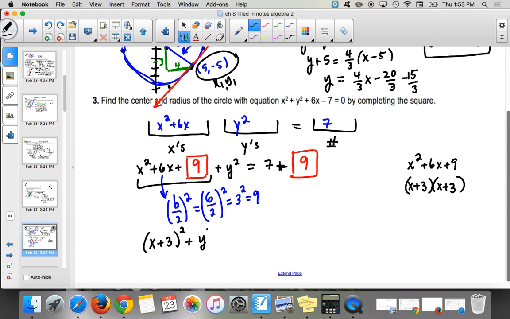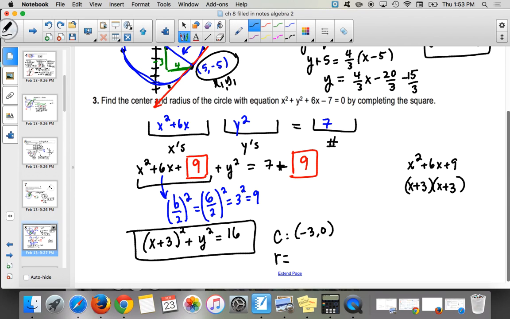Plus y squared equals 16. This is the equation of the circle. That's like our standard form for a circle. So when we have it in this form, we can immediately identify our center and our radius. And that's what our question said. It said find the center, find the radius. So our center, do you guys see it's negative 3 comma 0? All right, we switch the signs. Negative 3, 0. And then our radius is 4. Does that make sense?